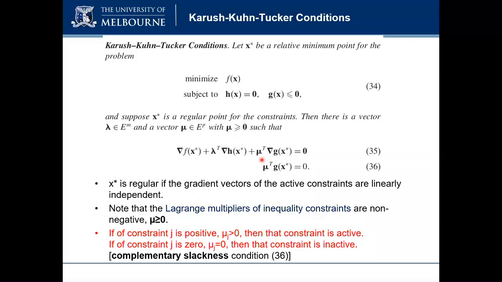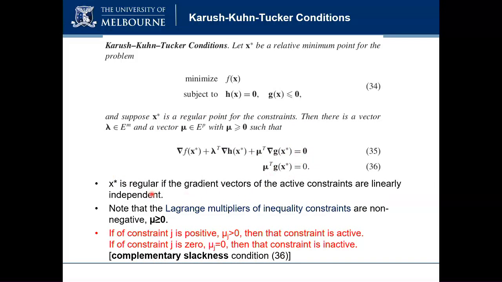Actually, there is a nice explanation why they have to be positive, but I don't have the time to go into that detail. Just know that the Lagrange multipliers associated with the inequality constraints are always non-negative. Plus, I have this relationship, mu transpose g of x star equals 0, at x star, a regular point for the constraints. So these are then the first order conditions, and this last one is called the complementary slackness condition.